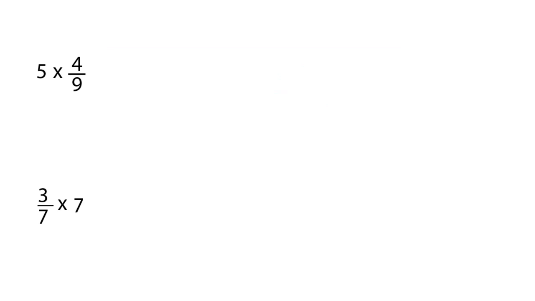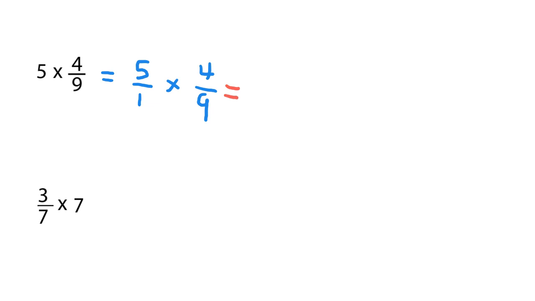Here's where I'd like you to pause the tutorial and try these two questions on your own. So let's check your answers and compare them to my answers. So as before, as I showed you, I'm going to rewrite this as 5 over 1, giving the whole number a denominator of 1, times 4 over 9. And then I'm going to multiply it out.